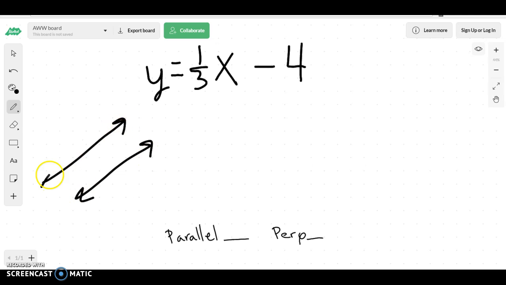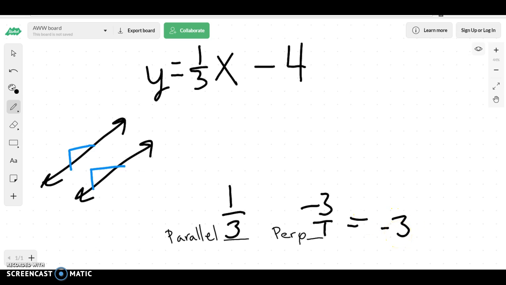Parallel means the two lines don't cross, which means if this goes up by 1 and over by 3, this would have to go up by 1 and over by 3. So parallel slope would be 1 over 3. The perpendicular slope is an exact opposite. So if this one's 1 over 3, this would be negative 3 over 1, or another way to write that would just be negative 3.